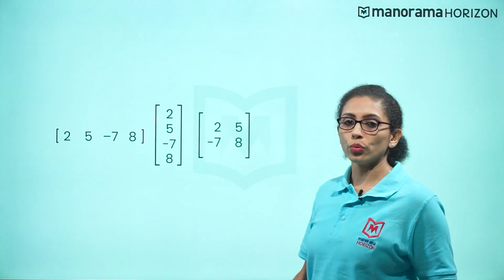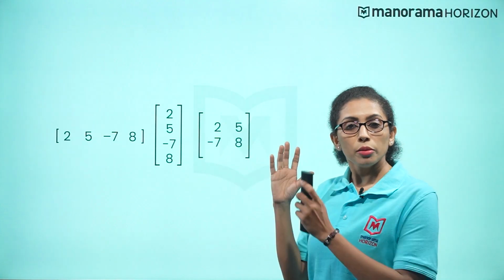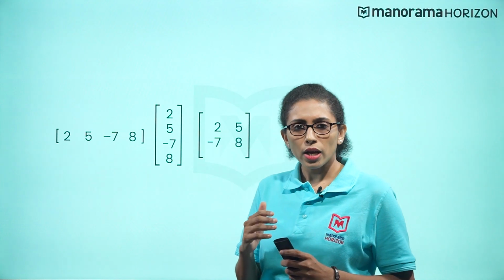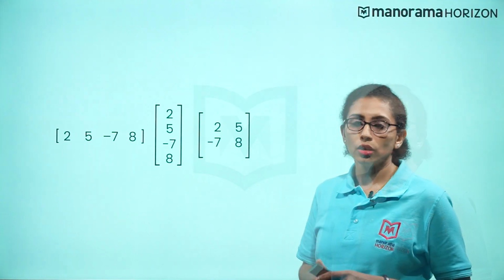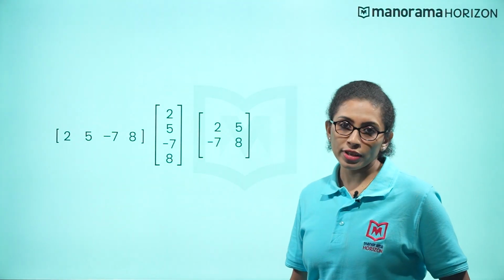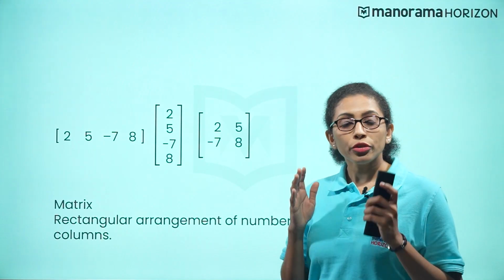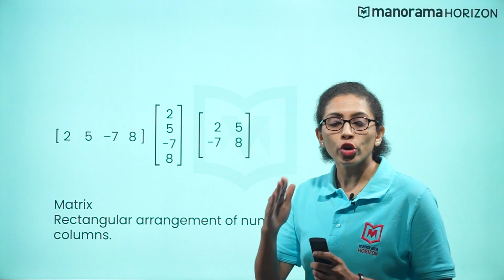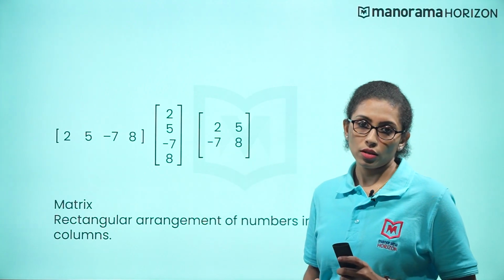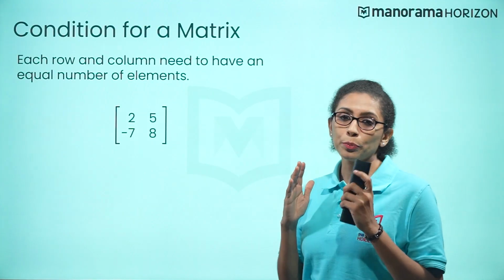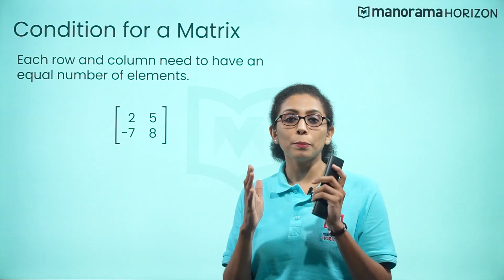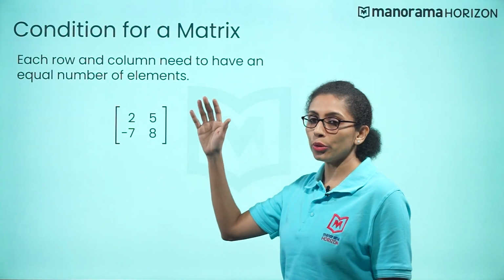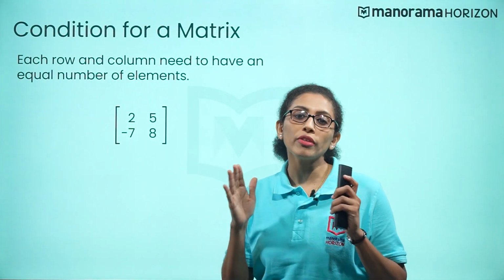All of these things which you see here are called matrices. Just an arrangement of rows and columns. But how do we properly define it? Formally, we define matrix as an ordered rectangular array of numbers or functions arranged in rows and columns. But there is one important condition we need to keep in mind. That is, each row and column need to have an equal number of elements.